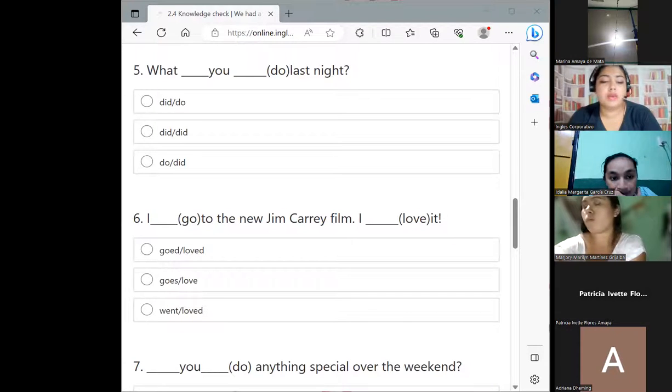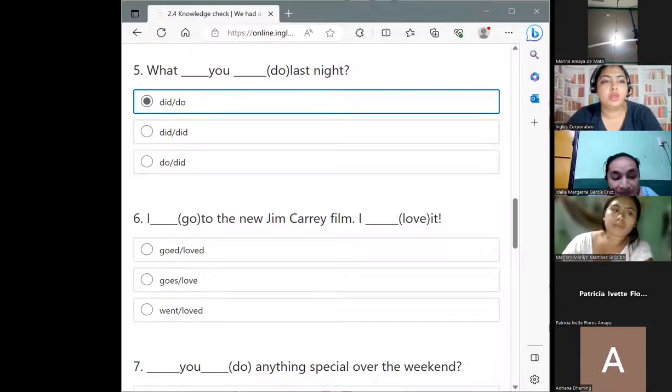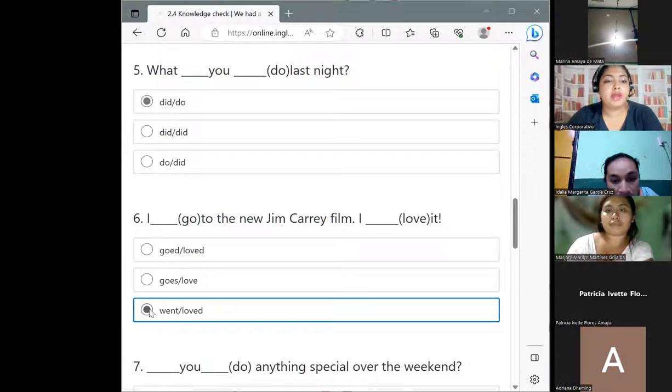So in number five, what is the answer? Number one, two, or three? One. Okay, number one, did and do. Number six, one, two, or three? Three. Okay, number three, went and loved.